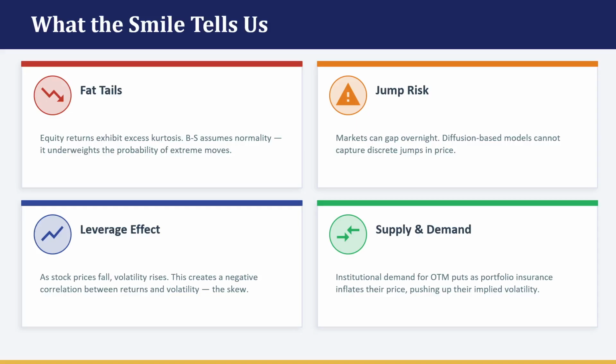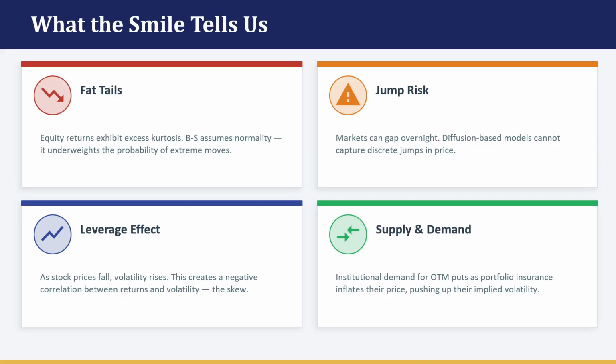So why does the smile exist? What is the market actually pricing? So let's repeat: why does the smile exist, or what is the market actually pricing that the Black-Scholes model is missing? So 4 things. First of all, the fat tails.